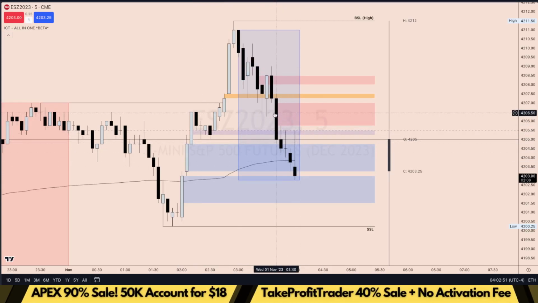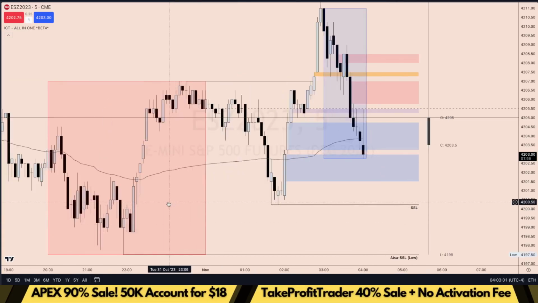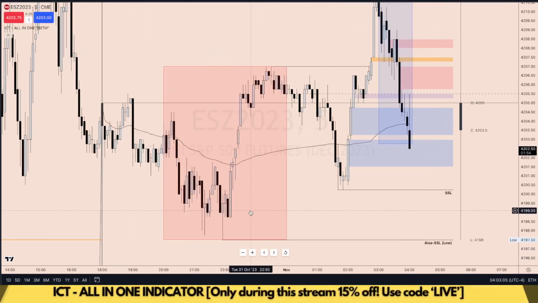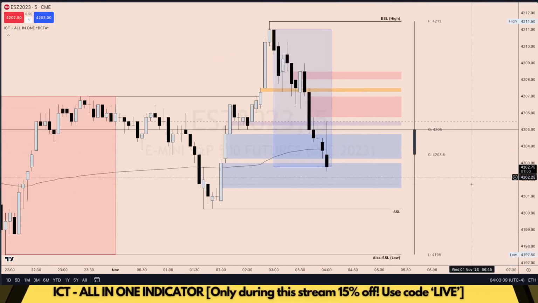We haven't filled this bearish one yet. This would have been nice to see. London open, retracement into that, continuation lower. Equal low sell side. Couple of fair value gaps here, but really nothing crazy. Let's see.